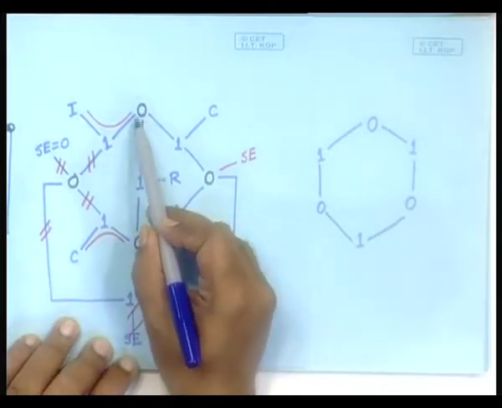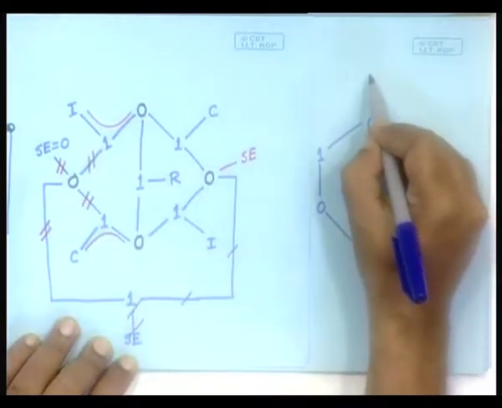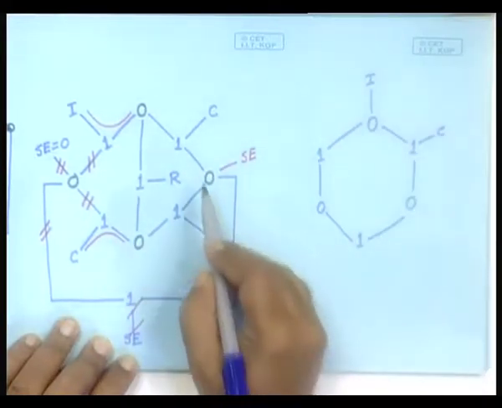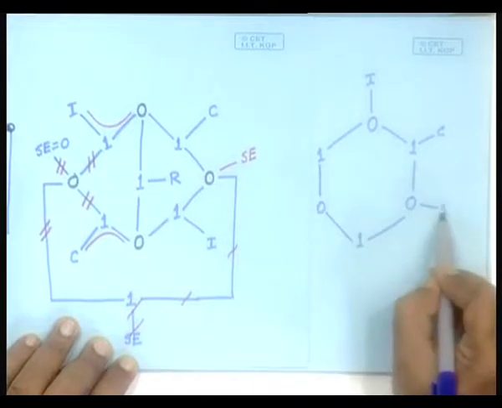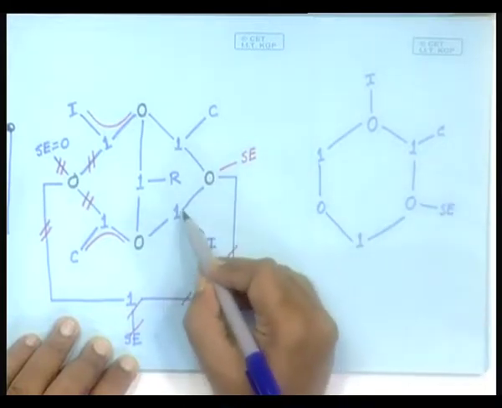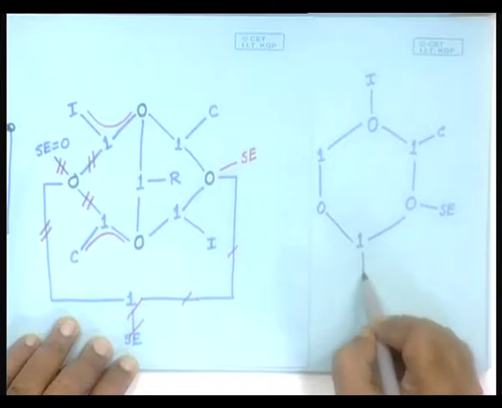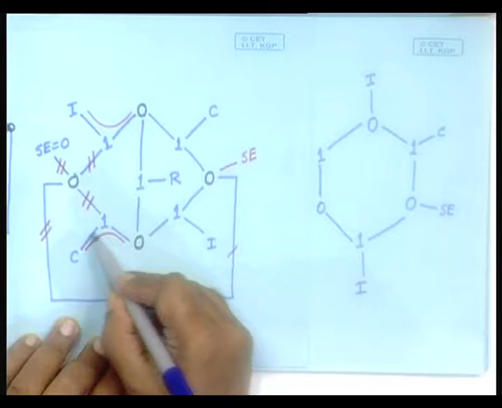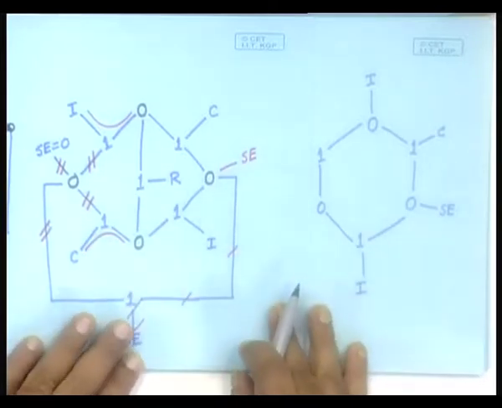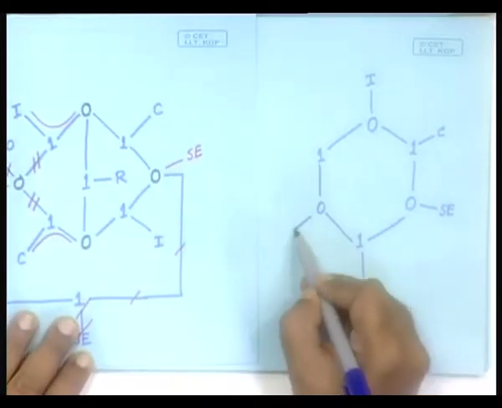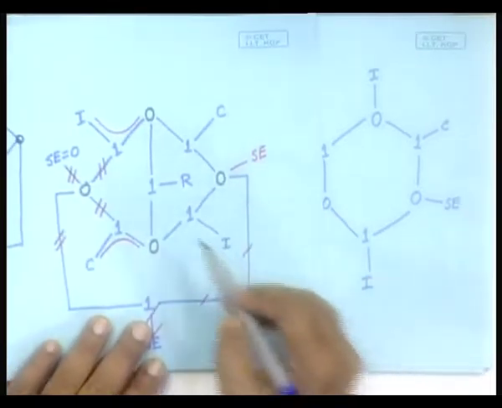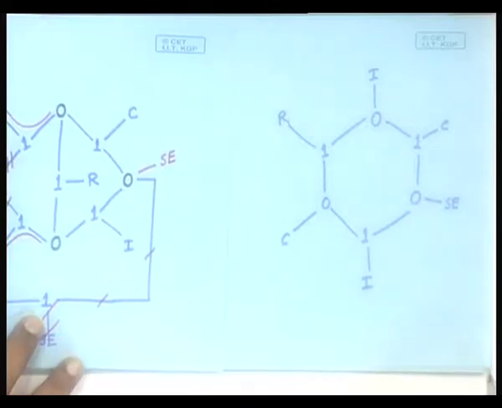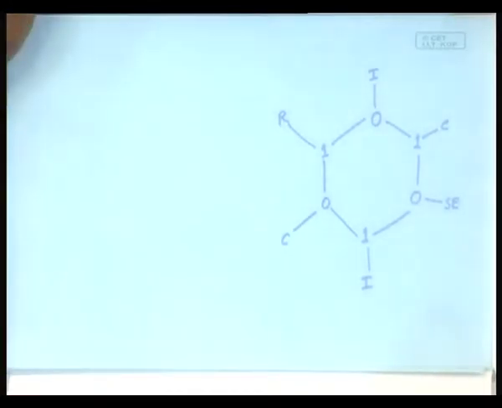With this 0, what is connected? The I. With this 1, what is connected? C. With this 0, what is connected? SE. With this 1, what is connected? I. With this 0, what is connected? C. I will remove it, because then I will not be able to draw C. And with this 1, what is connected? R. Okay. A pretty handsome arrangement.